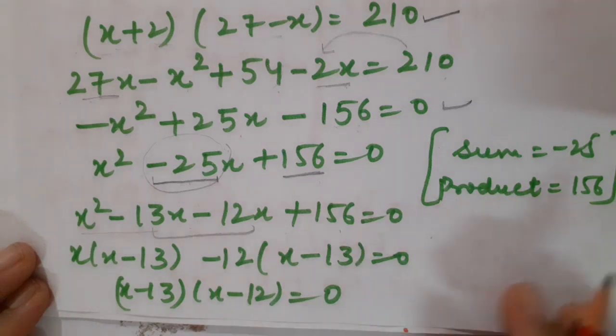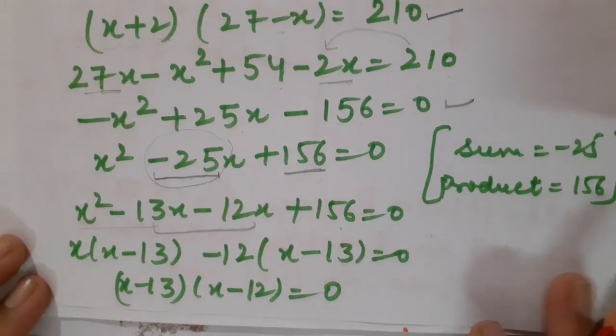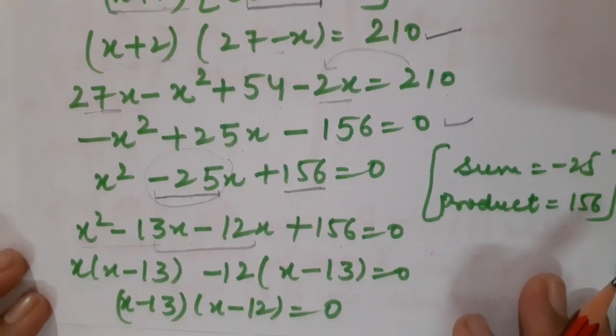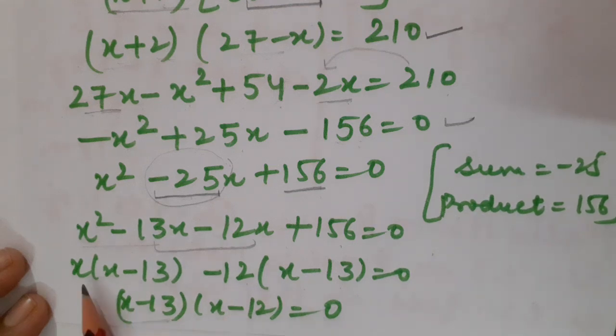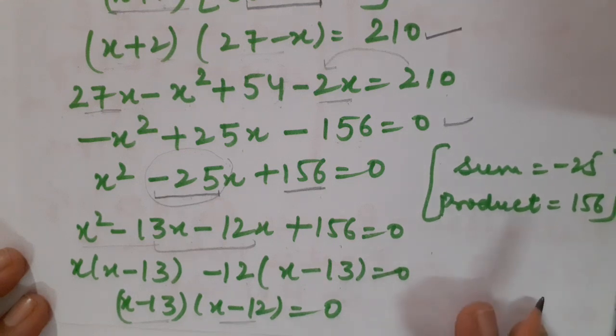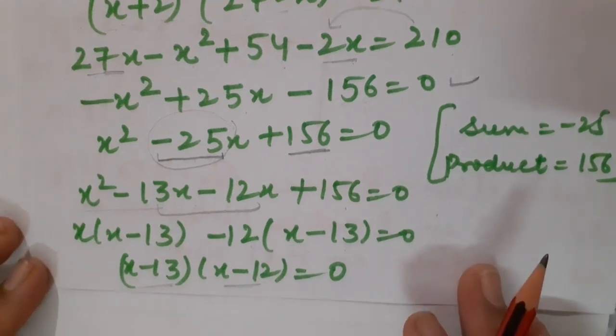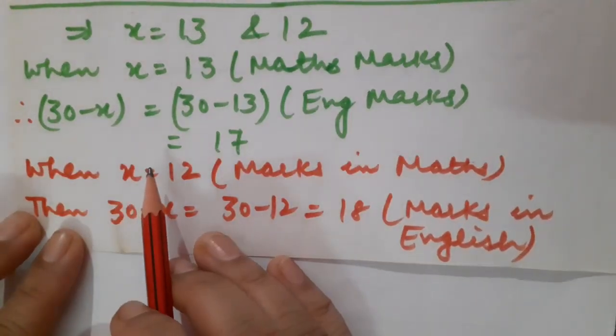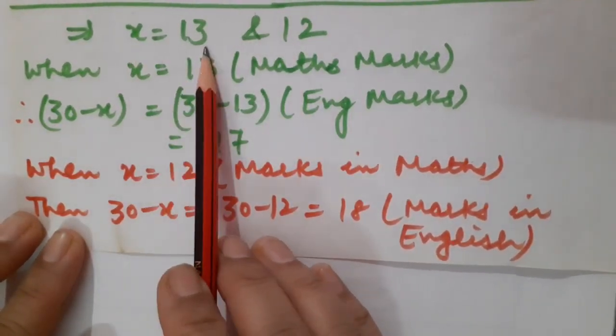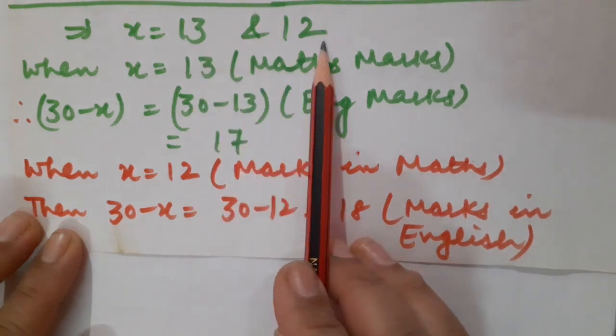Taking x as common from the first 2 terms, we have x into x minus 13 minus 12 into x minus 13. x minus 13 will be written once because again it will be taken as common. So inside another bracket what is left is x minus 12 is equal to 0. Correct, children? Okay. Now putting both the expressions equal to 0, I have got x is equal to 13 and x is equal to 12.